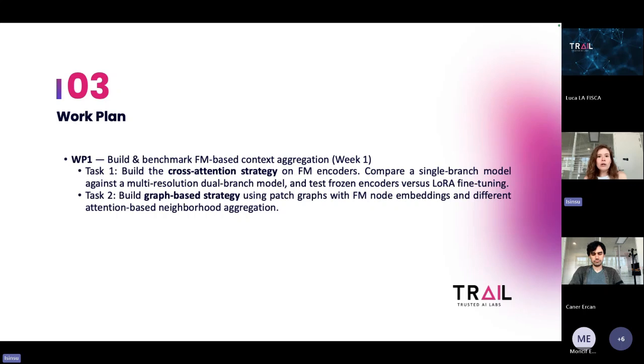In the first week, we will build and compare 2 ways of aggregating spatial context on top of the foundation model patch embeddings. As I mentioned before, the first one is the cross-attention approach that aims to use vision transformers, learning how patches extracted at different resolutions of the same histology image can attend to each other. And the second one will be a graph-based approach where patches now become the nodes of a graph, and their features will come from the frozen foundation model embeddings. And the spatial context will be learned through aggregating the neighboring information.